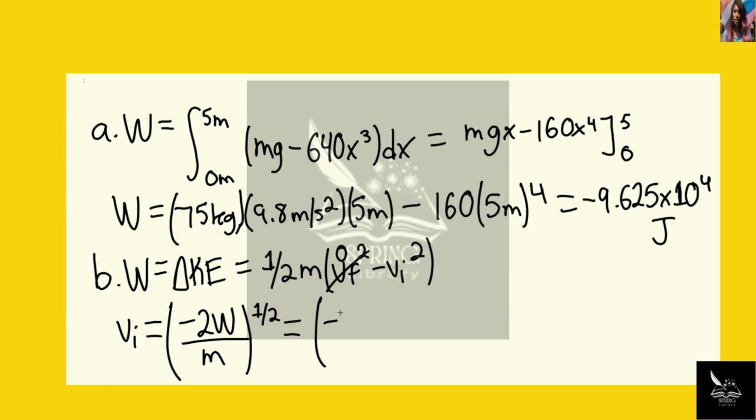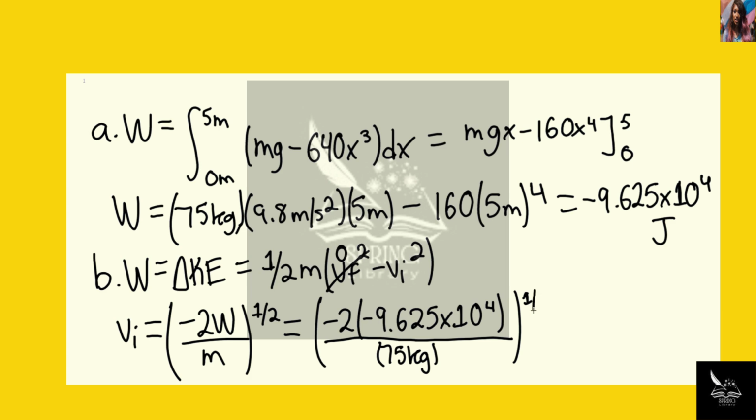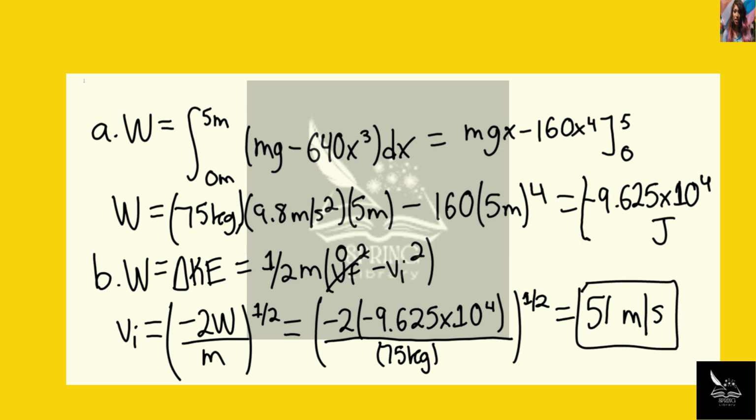So this will be negative 2 times negative 9.625 times 10 to the fourth, divided by the mass of 75 kilograms, all to the 1/2 power. And this gives us approximately 51 meters per second. So this would be the initial velocity, and this would be the total work done from 0 meters to 5 meters.